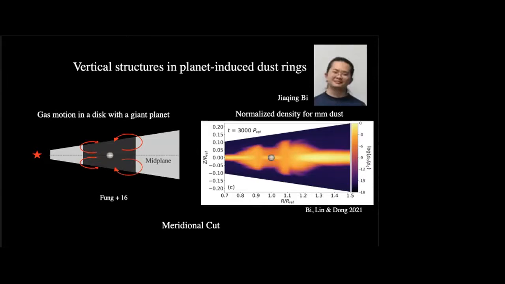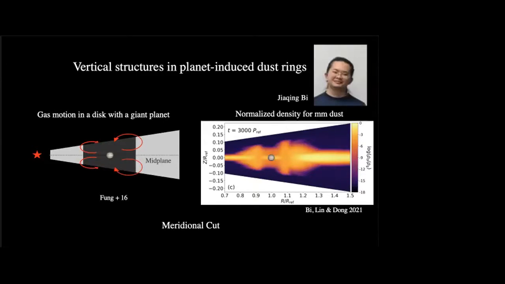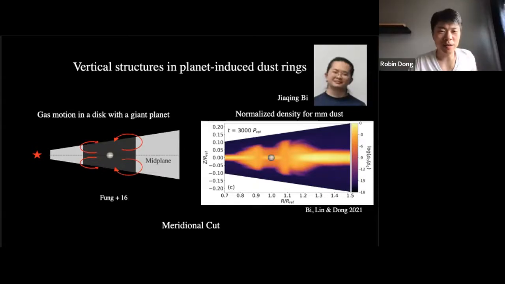Thanks for the talk. So I have a question, but also a follow-up comment on that point. I think here there's a substantial puffing up, but what's the actual dust-to-gas density ratio of those substructures? Is it actually meaningful, or is it just much lower than the initial, I guess, 1%?